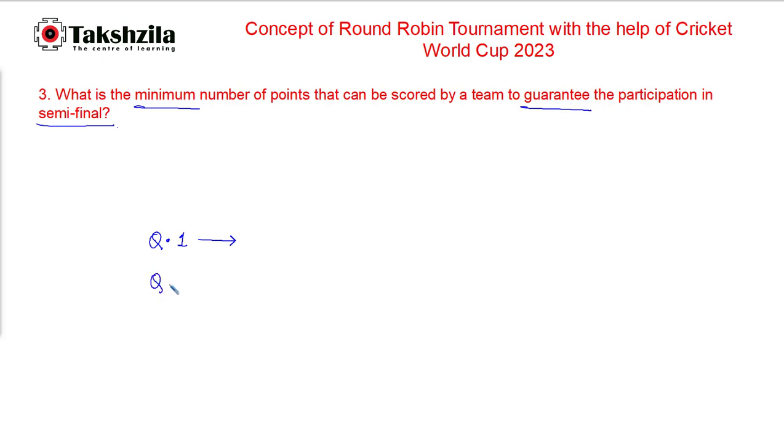Question number 2 says that even after scoring 14 points, a team cannot play a semi-final. The maximum number of points that a team can score and still not qualify for the semi-final is 14. Means even after scoring 14 points, a team cannot play the semi-final. Means to guarantee participation in the semi-final, a team must score 15 points. One more point, 15 points. This is to guarantee.